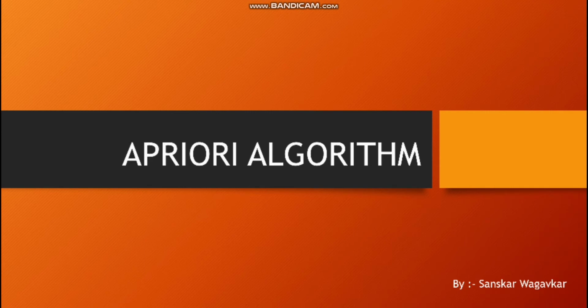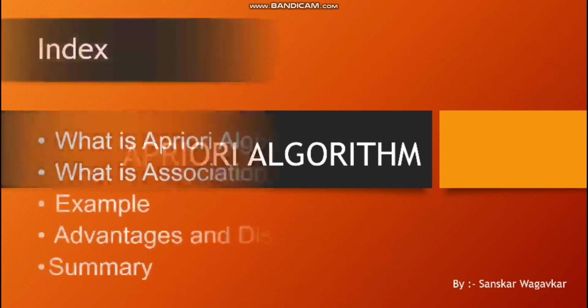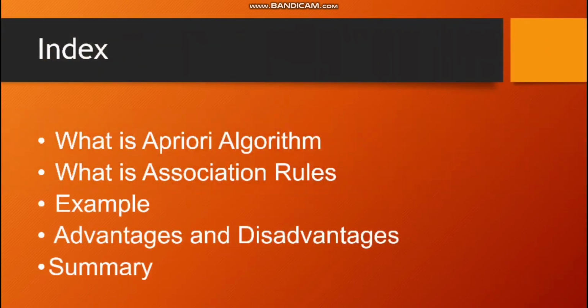In this session, we are going to see what is Apriori algorithm. So let's get started. In this video, we are going to see what is Apriori algorithm. Secondly, what is association rule. Thirdly, we are going to see one example. After that, we are going to see advantages and disadvantages, and at the end, we are going to see a short summary. So first, we are going to see what is Apriori algorithm.